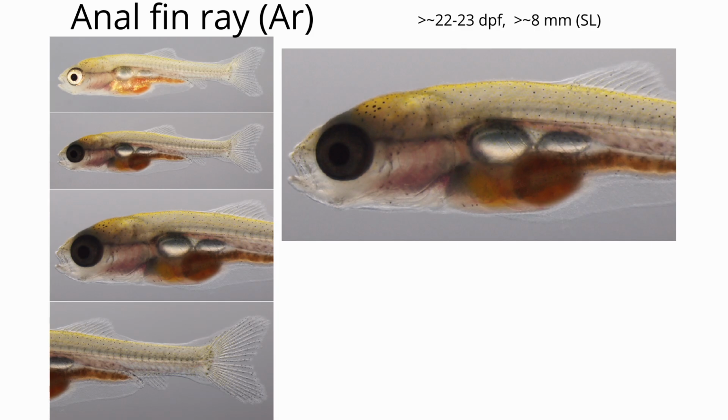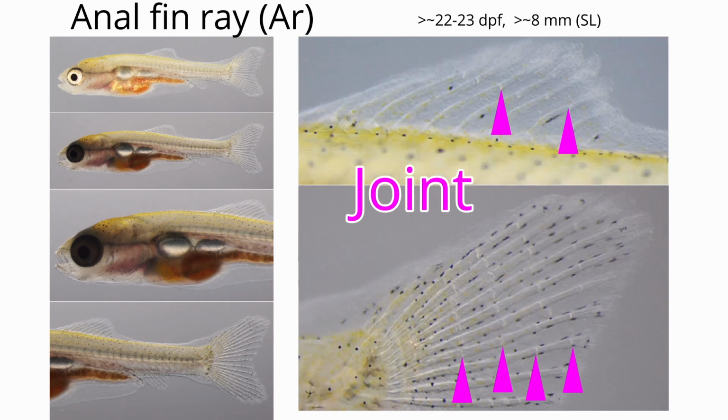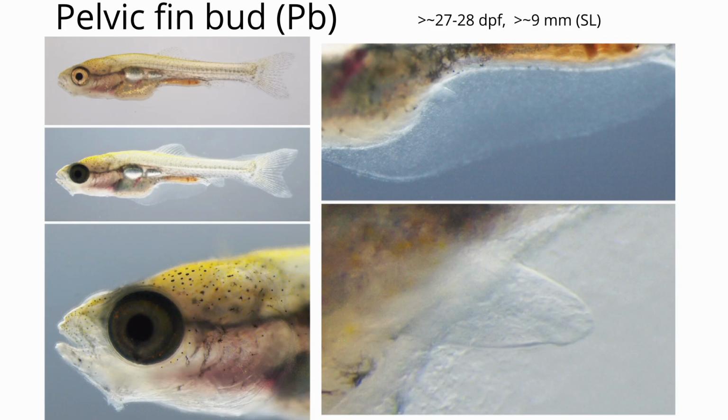First is the size of the swim bladder. Up until now, the posterior swim bladder was larger, but at this stage, the anterior swim bladder looks bigger. Multiple bamboo joint-like structures are clearly visible on the fin rays of the dorsal and caudal fins. After another day, 27 to 28 days after fertilization, the body length will be around 9 mm in standard length.